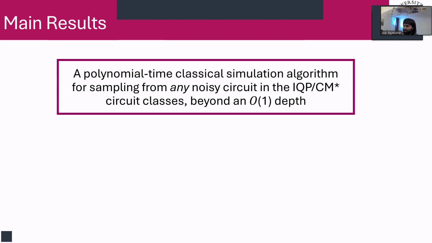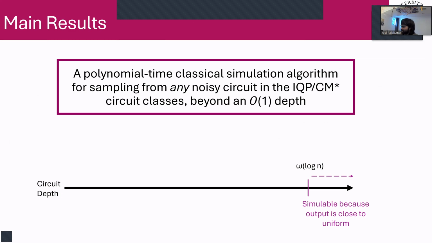So yeah, put simply, it's a polynomial-time classical simulation algorithm for sampling from any noisy circuit in the IQP or CM star class. That's what I'm calling Clifford magic, on this O(1)-D lattice, beyond an O(1) depth. To place it with the existing results, as Antonio mentioned, we already know that once you go past log n depth, your circuit is simulable because the output is close to uniform. This is because you're using a depolarizing channel that just increases your entropy.